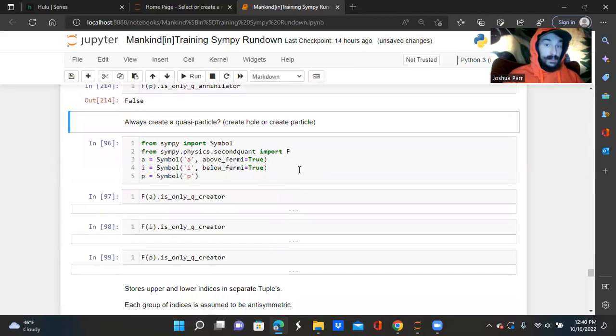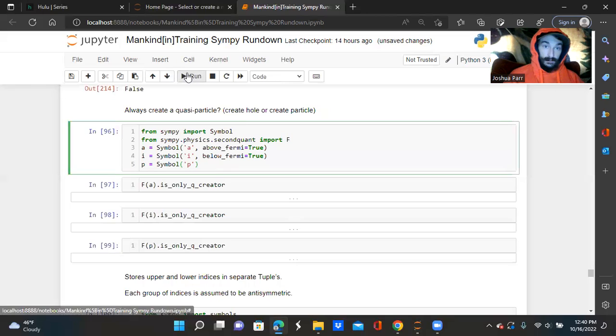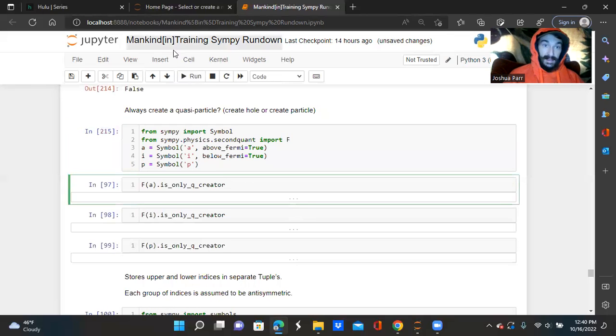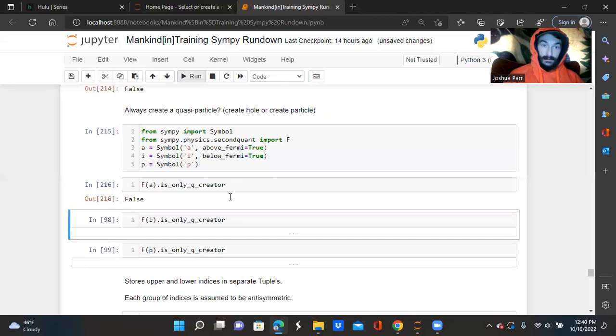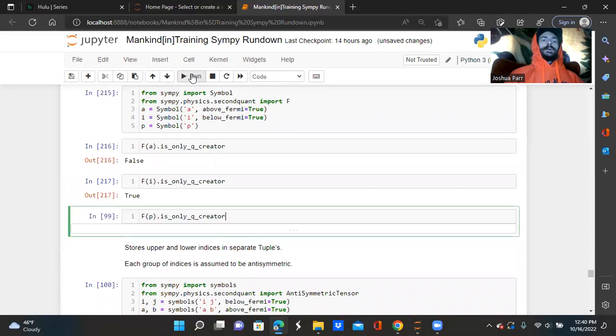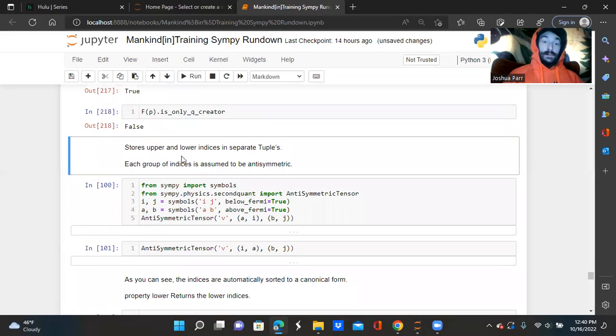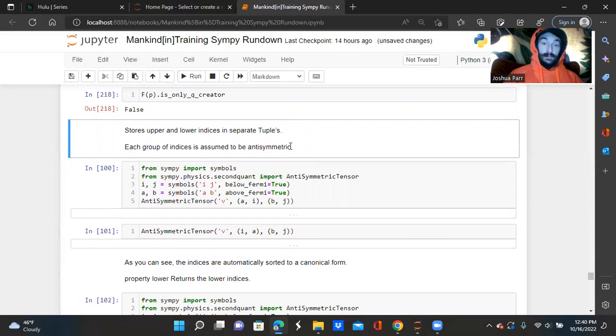Always create quasi-particle is Q creator. Again, same parameters, run it. And is A a Q creator? Nope. Is I a Q creator? Yes. Is P a Q creator? No. So now I want to store the upper and lower indices in each separate tuple.